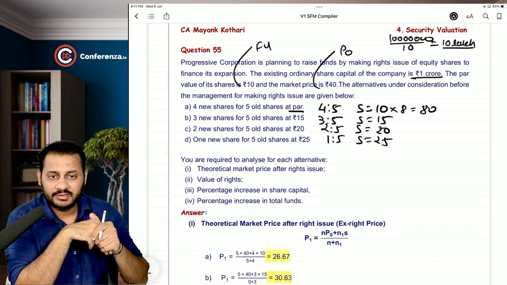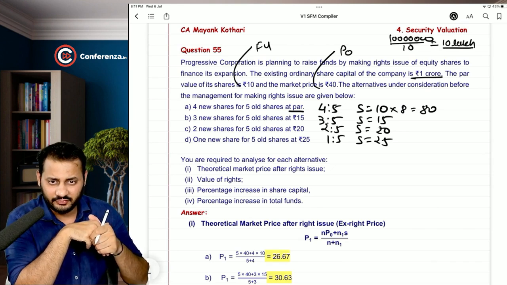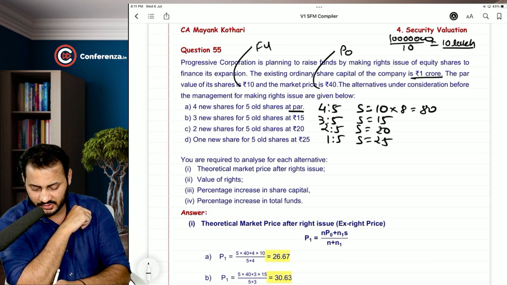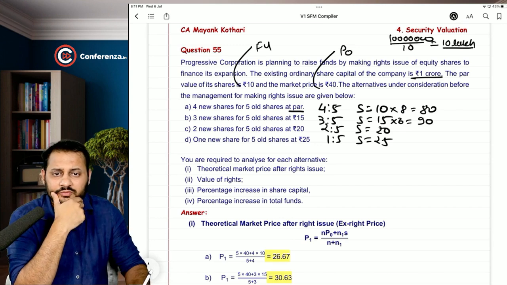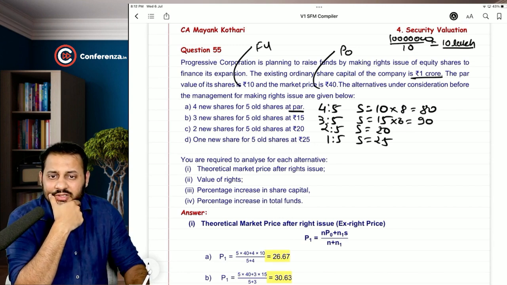And in the second case it's 3:5. That means 10 by 5 into 3 into 15. That's 90. Somewhere 90 into 6. Okay, so different amounts are being raised in all the cases.